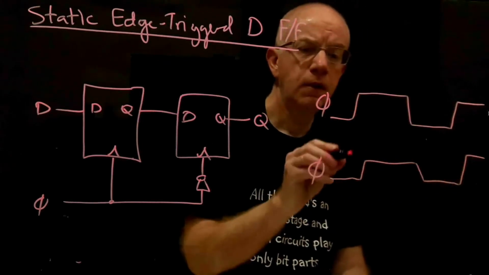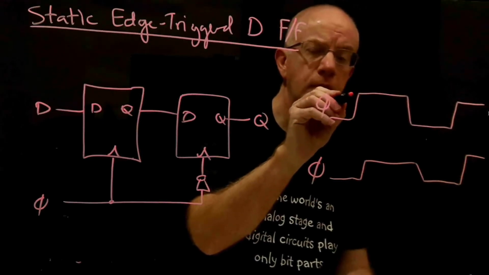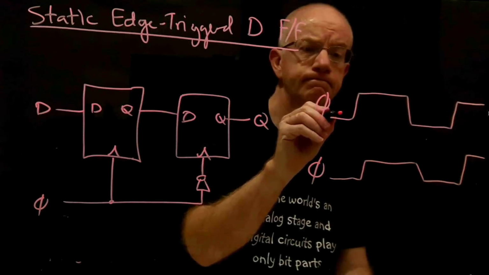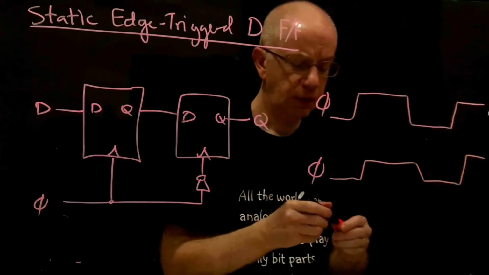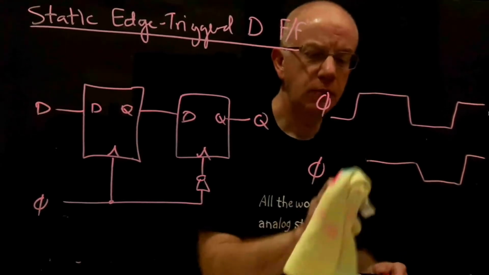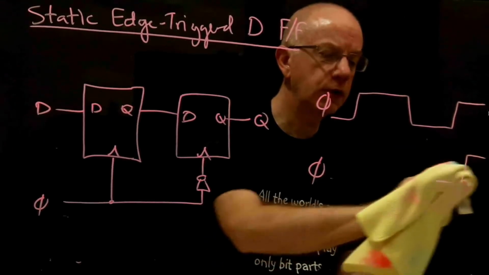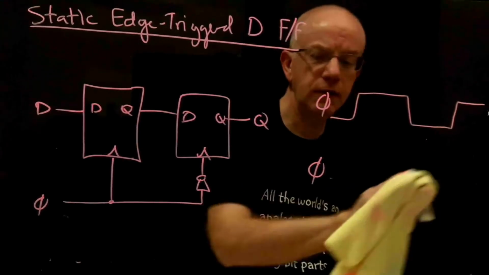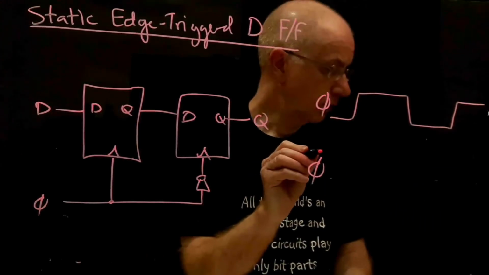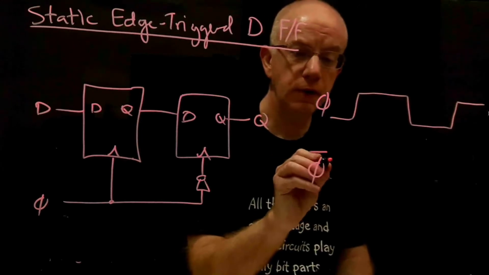Right? So here's a period that's just a delayed version of phi. It's not what I'm looking for. I'm looking for phi bar, and I'm looking for delaying the complement. That's what I'm looking for. So phi bar might look like this.